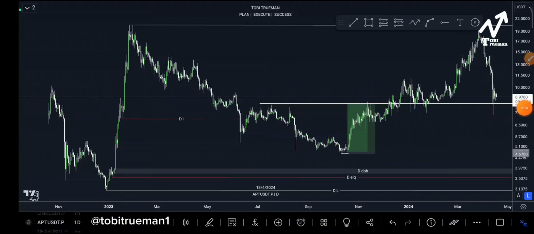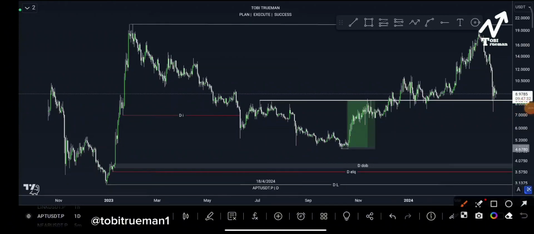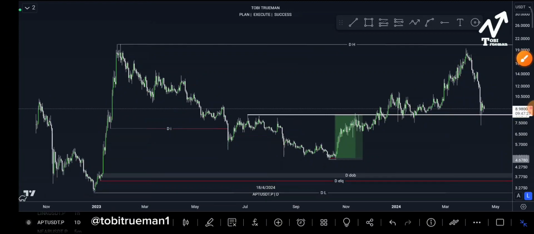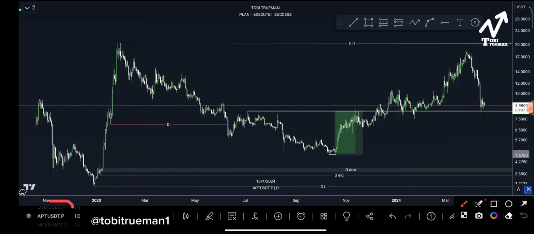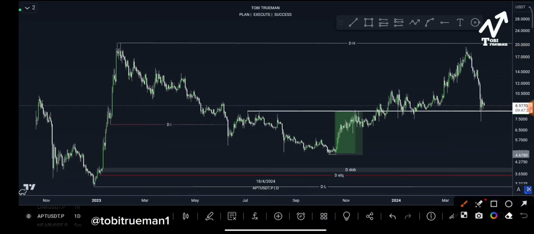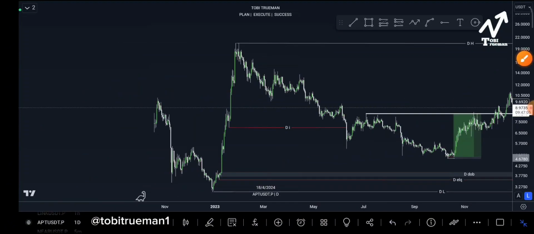Okay, taking a look at this structure right now, this is our APT USDT on the daily time frame. So what is price giving us here? Price has given us a break of structure. Then we're expecting price to come to this inducement, the daily inducement, DI.